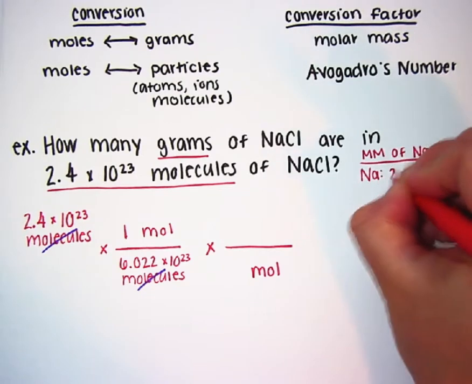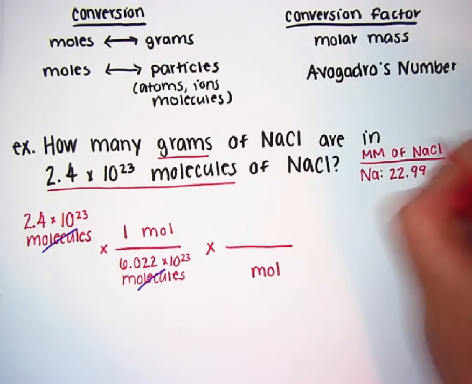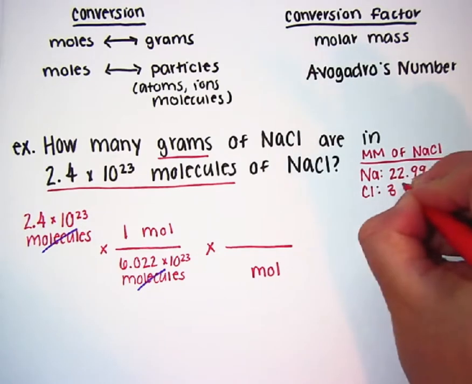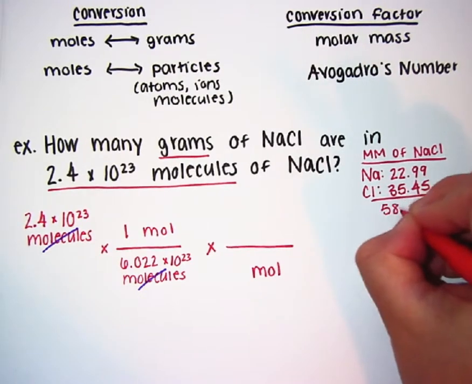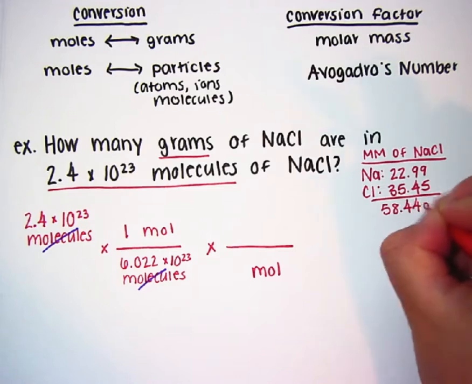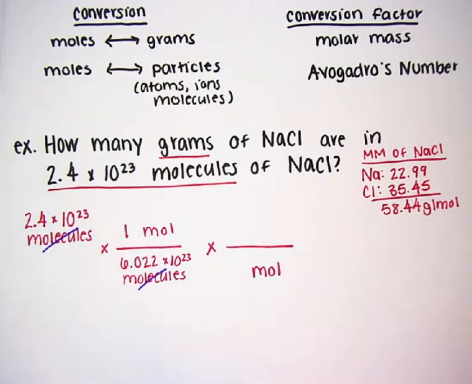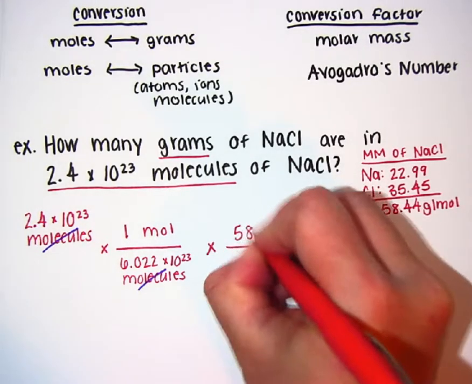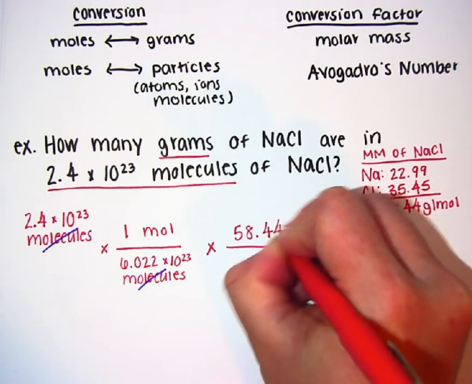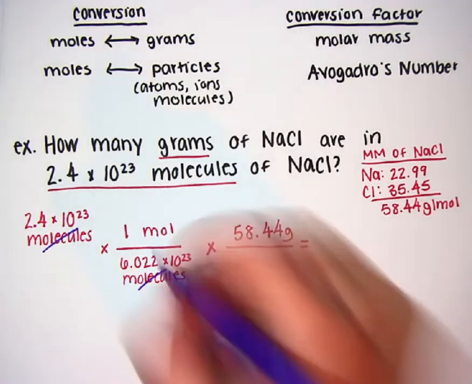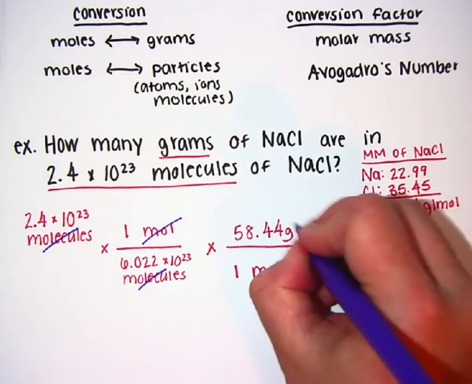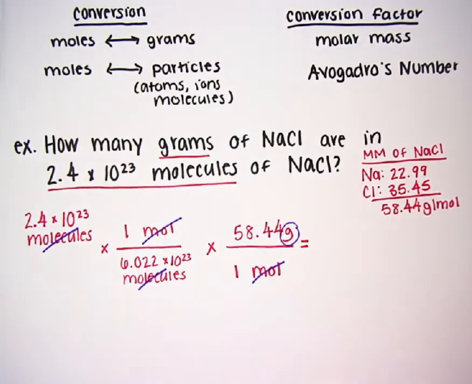So we can look up sodium on the periodic table, 22.99, chlorine, 35.45, which gives me a molar mass of 58.44 grams per mole. So in 1 mole of sodium chloride, I have 58.44 grams. Now if we set this up right, moles divided by moles will cancel. We're left with grams, and that's what we were solving for.